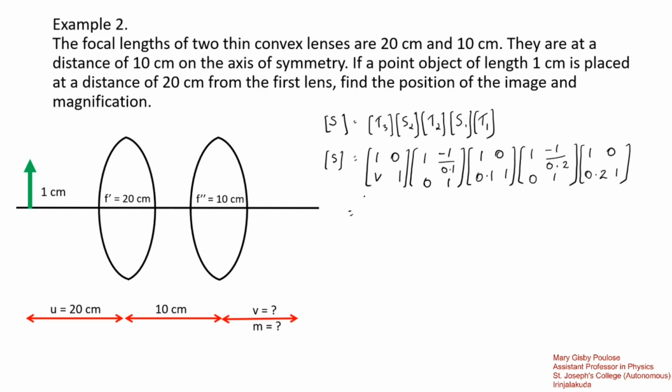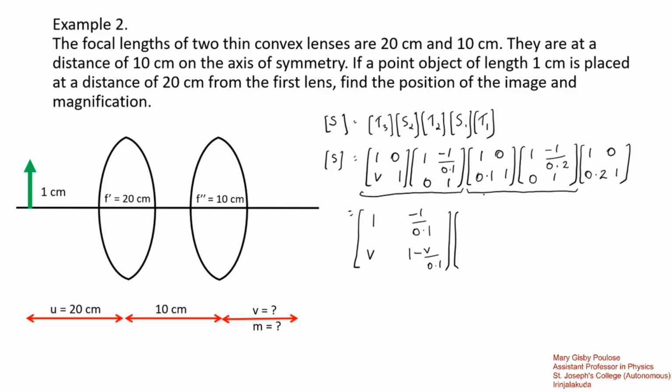Taking products. First, let us find the product of these two matrices, and then let us take the product of these two matrices in the next step itself. For the first product, it will be 1, then minus 1 by 0.1, then V, then 1 minus V by 0.1.